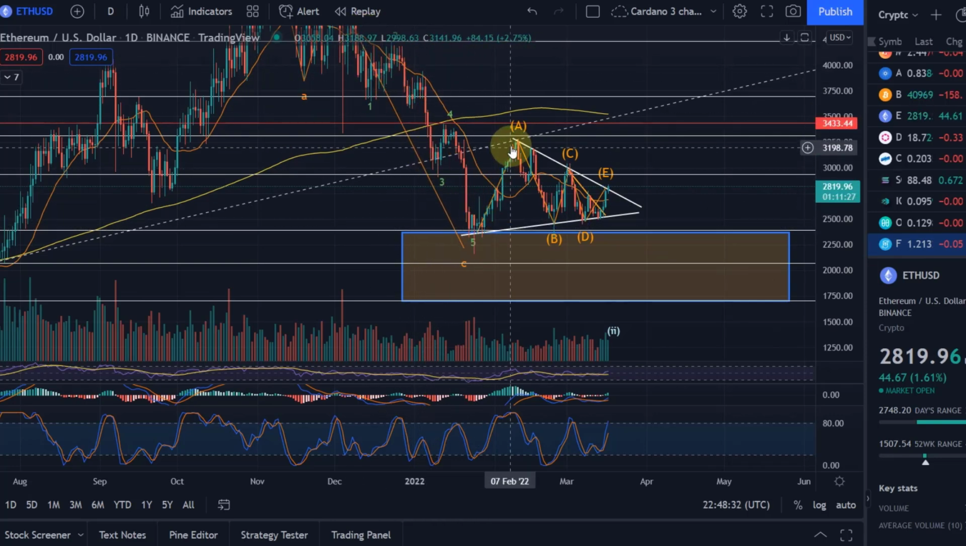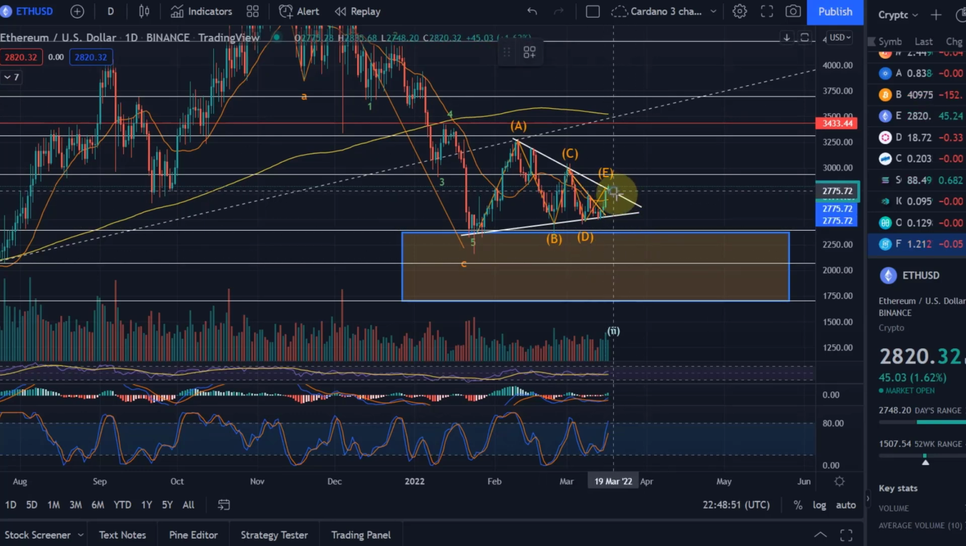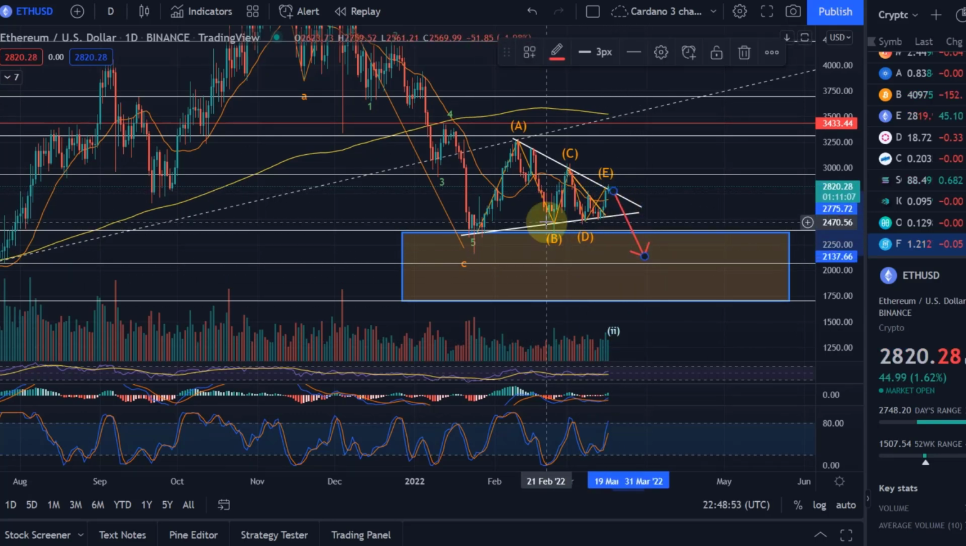you have to label it as starting the wave A up here, then you touch the triangle support, that would be a wave B, you touch it again, wave C, you touch again, wave D. This here was not the wave E because we didn't touch it again. So basically the next move to the upside would then be the wave E, and what you expect is to move outside the opposite side of that triangle.